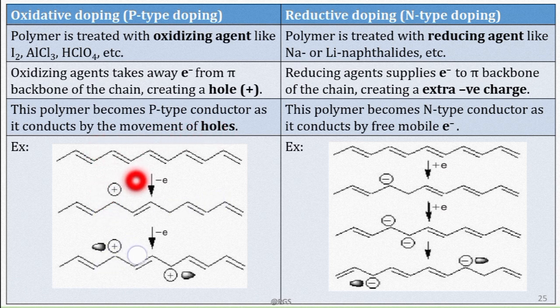Okay, because of positive holes it has conductivity, so that is why it is called p-type doping. And what is n-type doping or reductive doping? Polymer is treated with reducing reagents like sodium or lithium naphthalides, etc. So the reducing agent supplies electrons to the pi backbone. So pi bond is there, and for that pi backbone, electrons are supplied to the chain, and because of that extra negative charge will be created on this chain. Okay, that extra charge will be because of a lone pair of electrons. So this polymer becomes an n-type conductor because a negative hole is created.